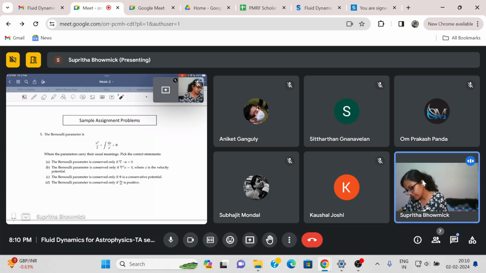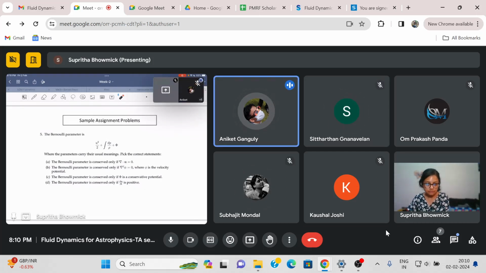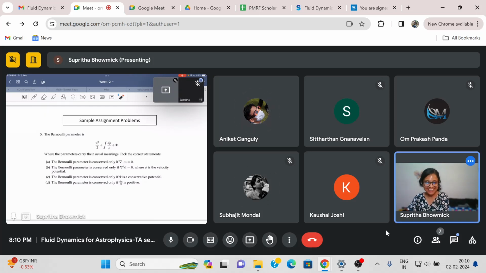Now, the Bernoulli parameter is conserved only if phi is a conservative potential. Is this true or not? Random guesses? What is meant by conservative potential? Because potential is always defined for a conservative thing. Absolutely. And also, it's not true. That's right. Anyway, if you have something that's not conserved, E is not going to be conserved if you have dissipative forces. Plus, you can't even define phi if the force that was acting on it was not a conservative force.